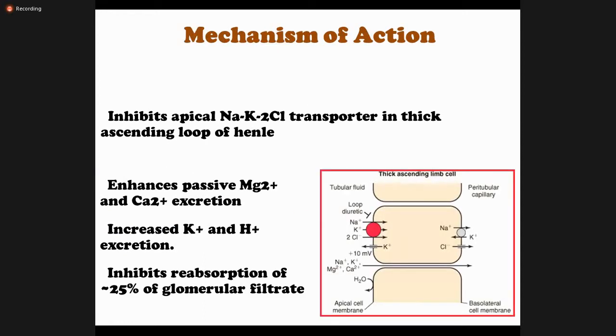Now the mechanism of action. It inhibits apical sodium potassium chloride transporters in the thick ascending loop of Henle. It enhances passive magnesium and calcium excretion, right? Due to the positive gradient. So it not only enhances the excretion of sodium chloride and potassium, but also the excretion of magnesium and calcium, right? It increases potassium and hydrogen excretion, and inhibits reabsorption of around 25% of glomerular filtrate. This point we have already discussed.